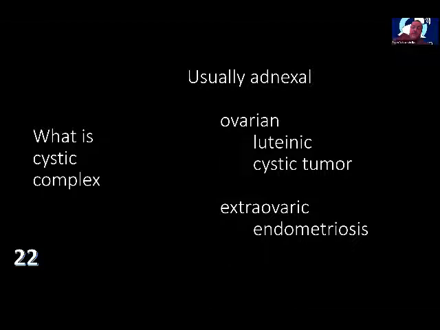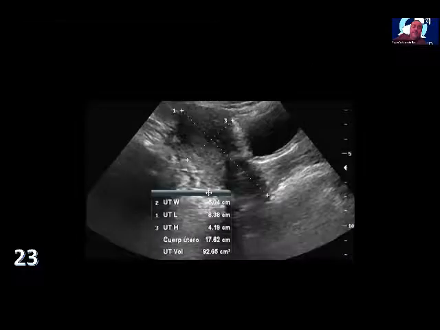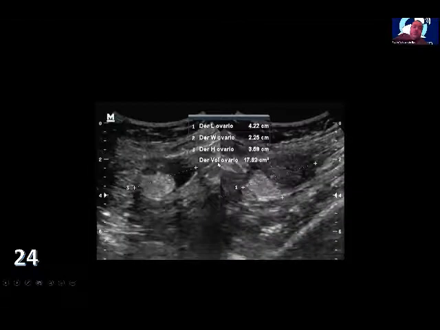Extraovarian complex masses can be endometriosis or ectopic pregnancy or infection; some chronic pelvic disease, inflammatory pelvic disease, can be shown as complex cystic masses. Here we see a uterus and a cystic complex mass on one of the ovaries.